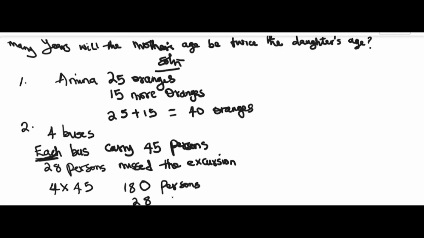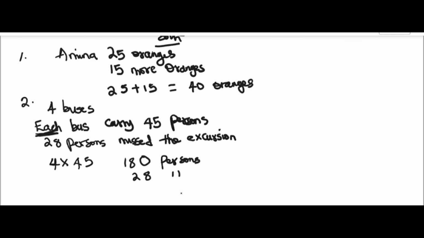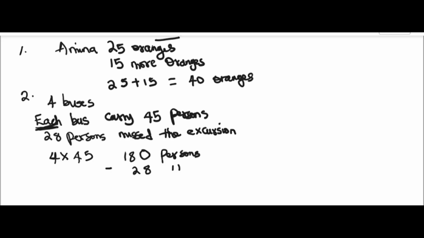So to get the total number of pupils or persons in the school, we add those that went for the excursion to those that missed the excursion. And that will be 208. So we have 208 students in that school. Did you see how it was done?